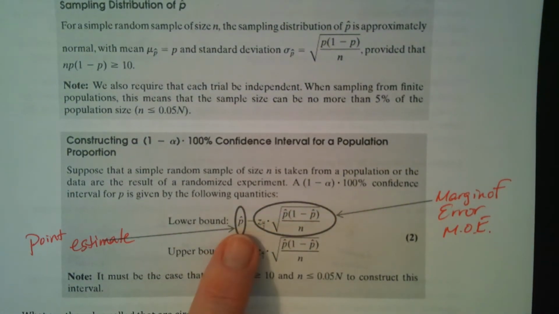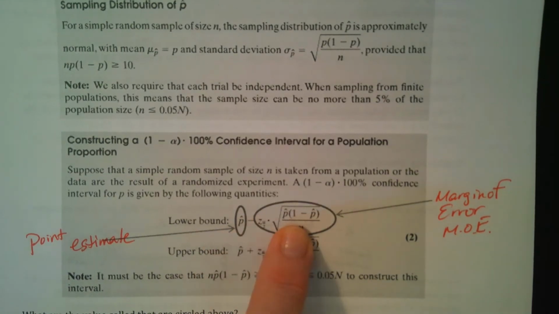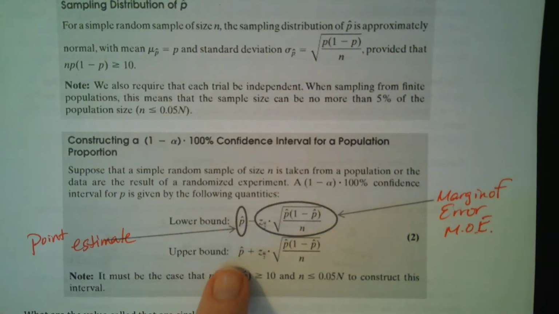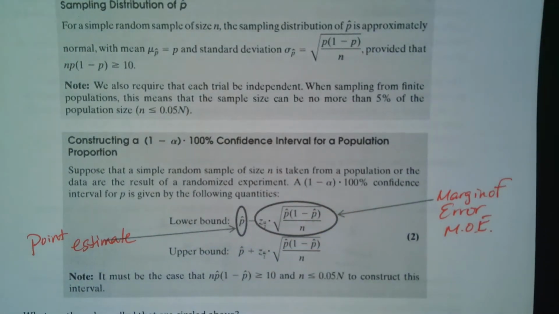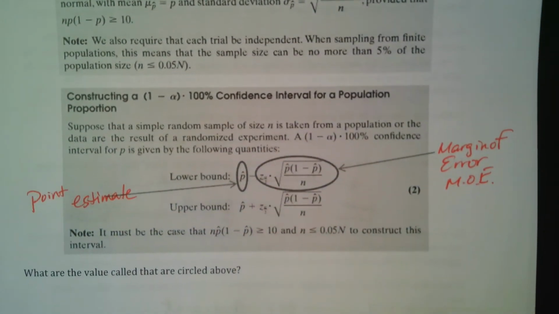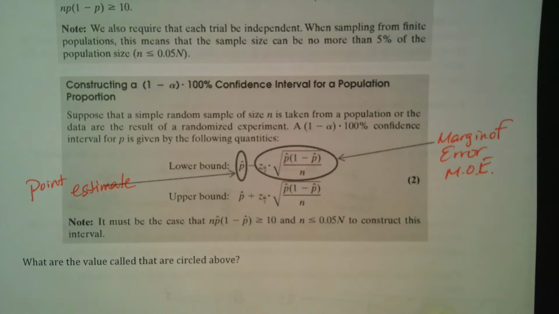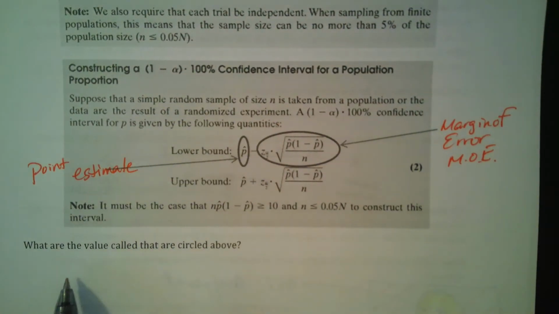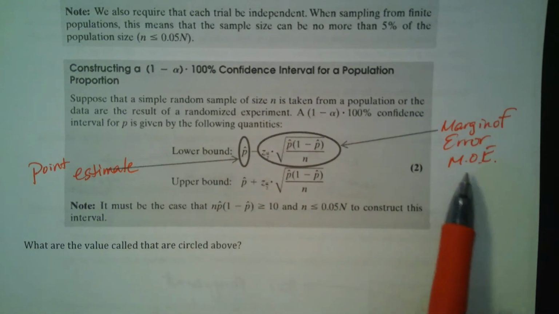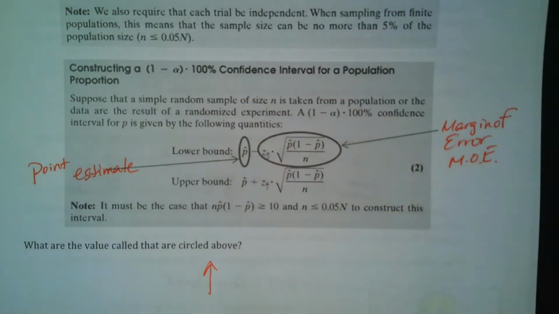Okay, so there's always going to be two parts to this. You're going to have your lower bound, which is going to be your point estimate, and we're going to subtract the margin of error to find the left side, and then to find the right side or the upper bound, we'll take your point estimate and we'll add that same margin of error. So what are the values of the above circles? I already discussed those. These values are called your point estimate and your margin of error.